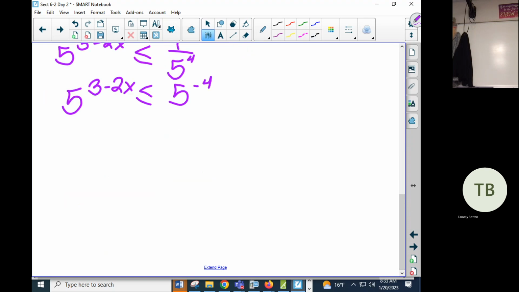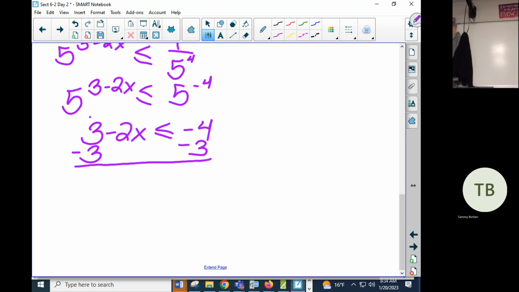Now they're to that same base, so we forget about the base. And we have 3 minus 2x is less than or equal to -4. And then we solve that. So I have my x here. I'm going to bring the 3 over by subtracting it. And then I have -2x is less than or equal to -7. And then I have to get rid of this -2, so I divide by a -2.